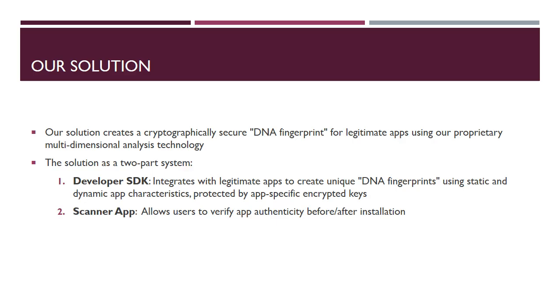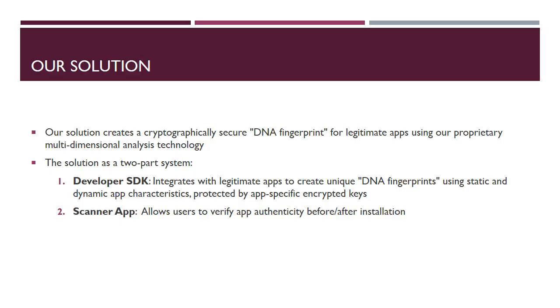And there is a two-part system. One is the developer SDK that can be used by the app developers during development, and this SDK gathers the DNA fingerprinting, or the specific fingerprinting, that is the intrinsic characteristic of the genuine app. This fingerprint, based on ML models, is very accurate, and can be used in the public domain to check whether the app is genuine or not.